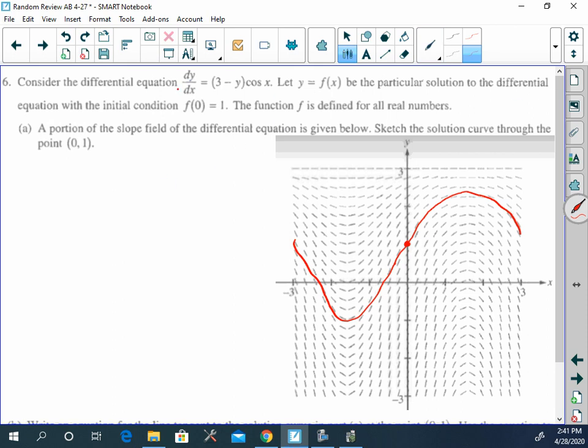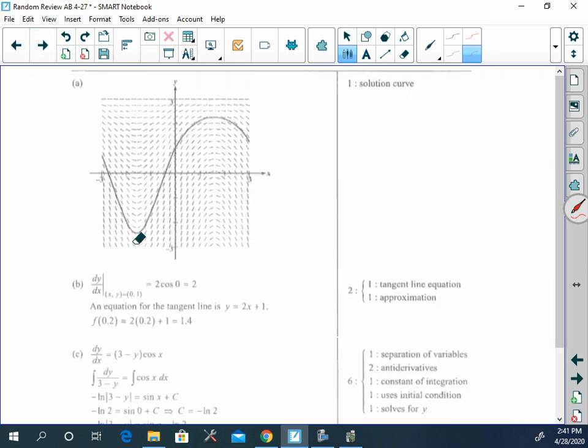So yeah, we got our dy dx. We did part A already, sketch a solution curve, and then let y equals f of x be the particular solution with this initial condition. So they're giving us the initial condition up in the intro. Sometimes they'll give it to us within part of the problem, so sometimes you miss it. That's why I underline it. So the function f is defined for all real numbers. For part A, that's all we have to do. So the solution curve looks pretty close. We should get our point there for the solution curve.